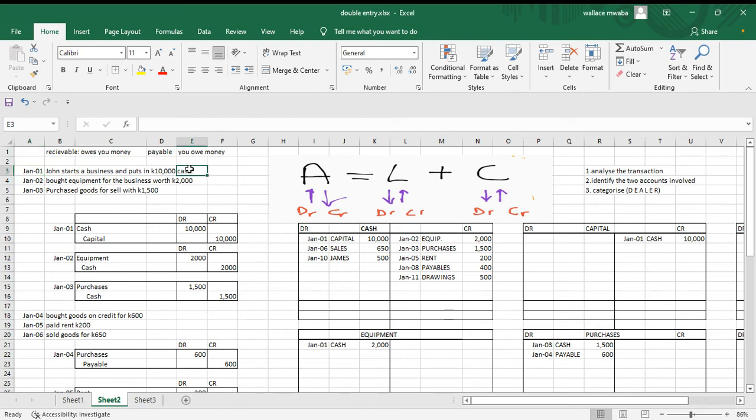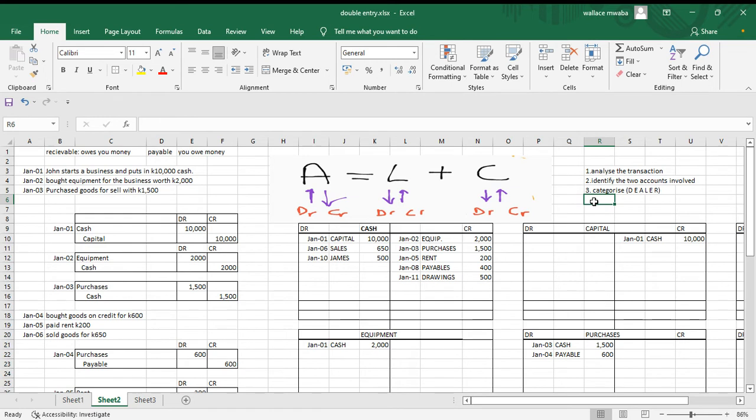So we analyze the transaction. Here he's starting a business, putting money into his business. Then we identify the two accounts involved, which are cash and capital. Now we'll categorize these accounts. Cash is an asset, and capital is capital. Remember what I said? It's what the business owes the owner, or you can take it as the resources put into a business by the owner.